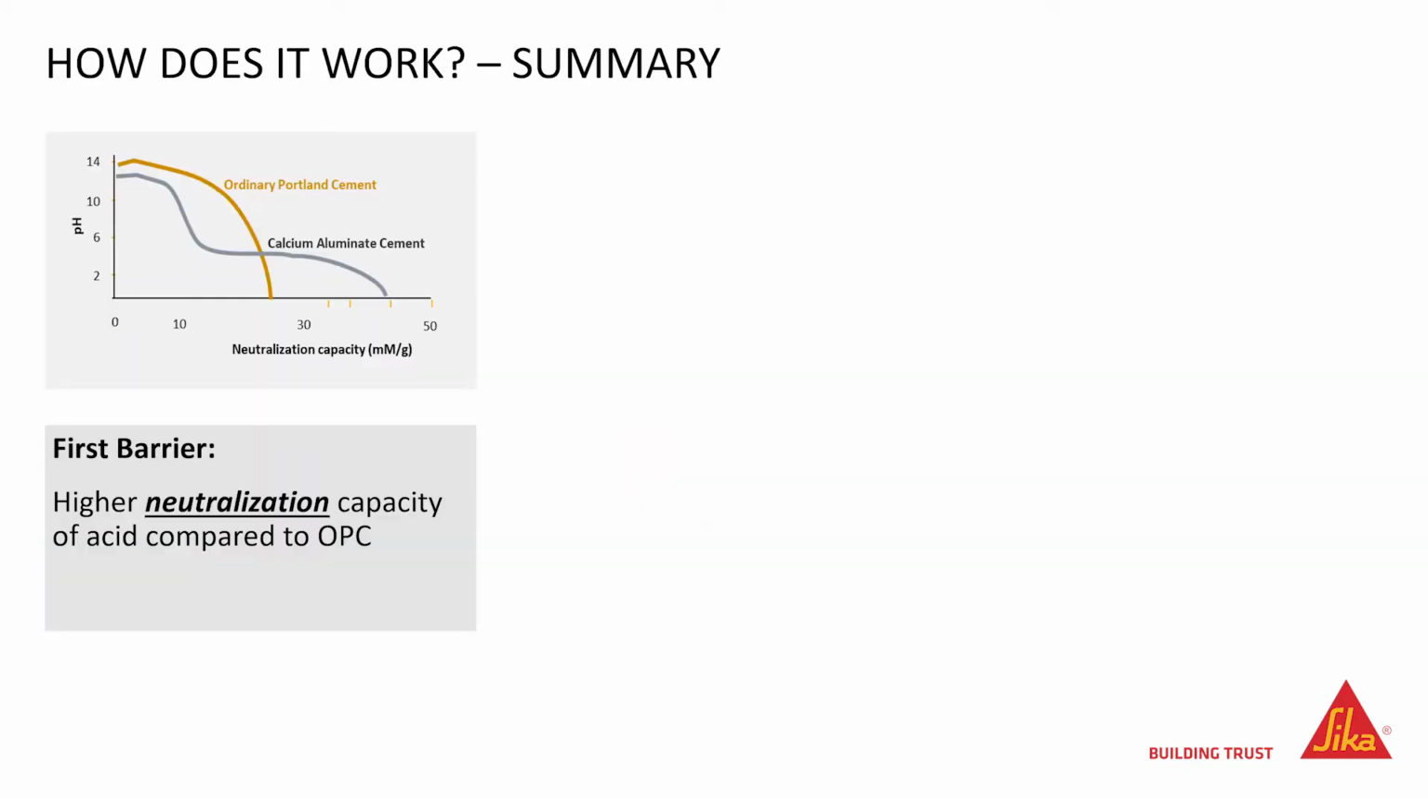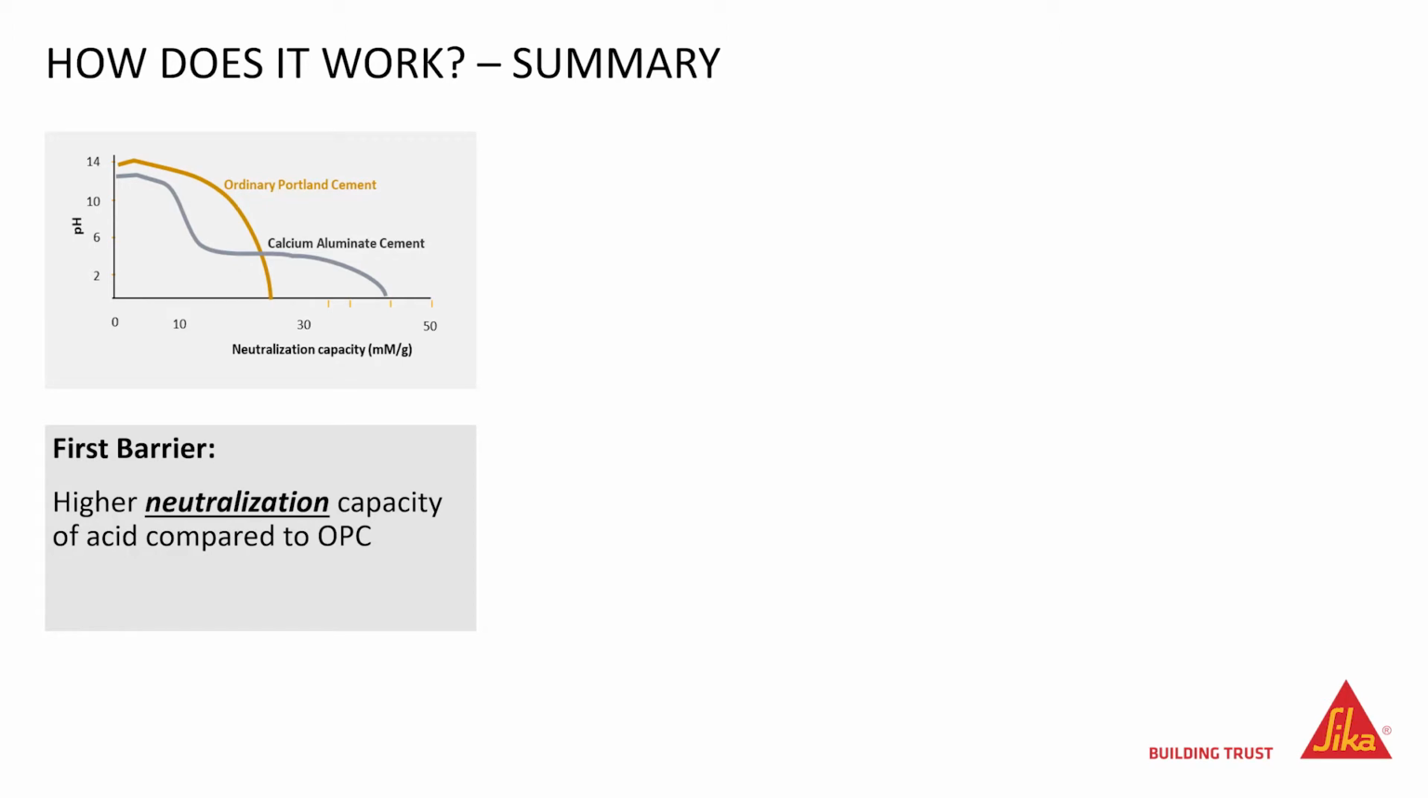The first barrier is a higher neutralization capacity of acid compared to ordinary Portland cement. In simple terms, aluminate mortar will resist longer than OPC in contact with acid. But this does not explain on its own the superior durability of these calcium aluminate mortars.